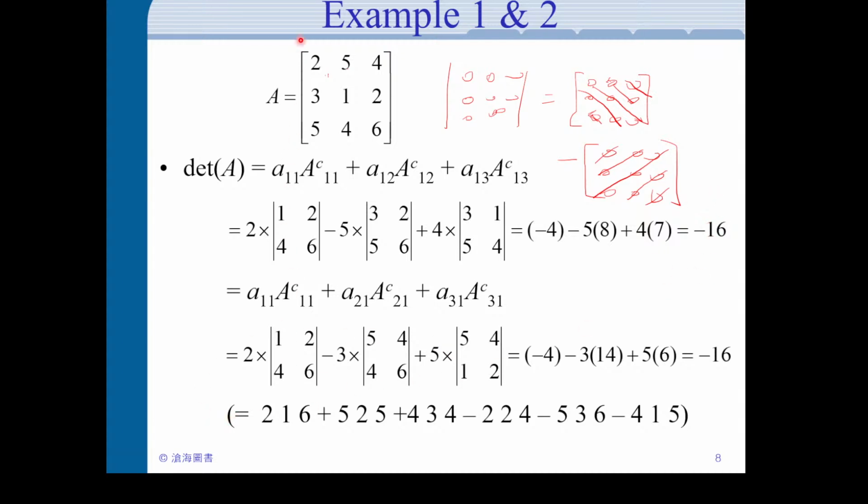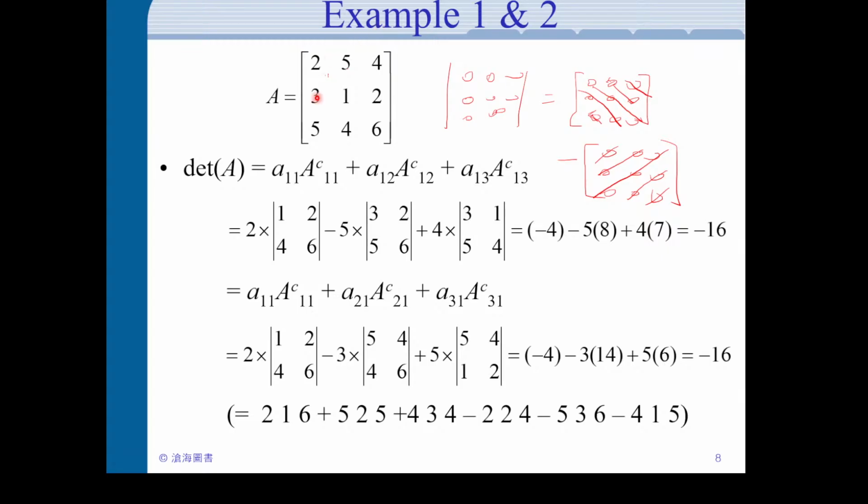And similarly, you can expand on the first column. You have 2 times, once again, the determinant of this submatrix, then minus 3 times the determinant of this submatrix 5, 4, 4, 6, and plus 5 times the determinant of this submatrix, etc.